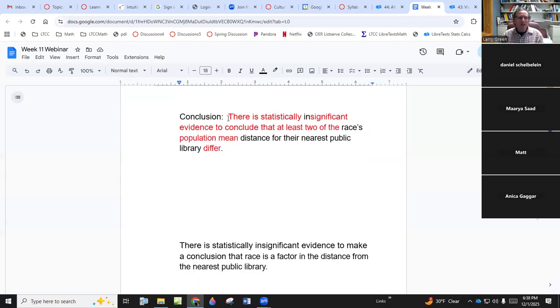Just to let you know the conclusion. This is what I want you to say, but I want you to know that sometimes you're going to read it a little differently. Sometimes other people will say there is statistically insignificant evidence to make a conclusion that race is a factor in the distance from the nearest public library. I don't want you to write it that way on the exam, but you're going to see it that way sometimes too. I want you to focus this way, and that way I can force you to do it this way. So if you write it the other way, I'll take off a lot of points. Not because it's wrong, but because I'm telling you. But you'll read it this way sometimes, you'll read it the other way sometimes.